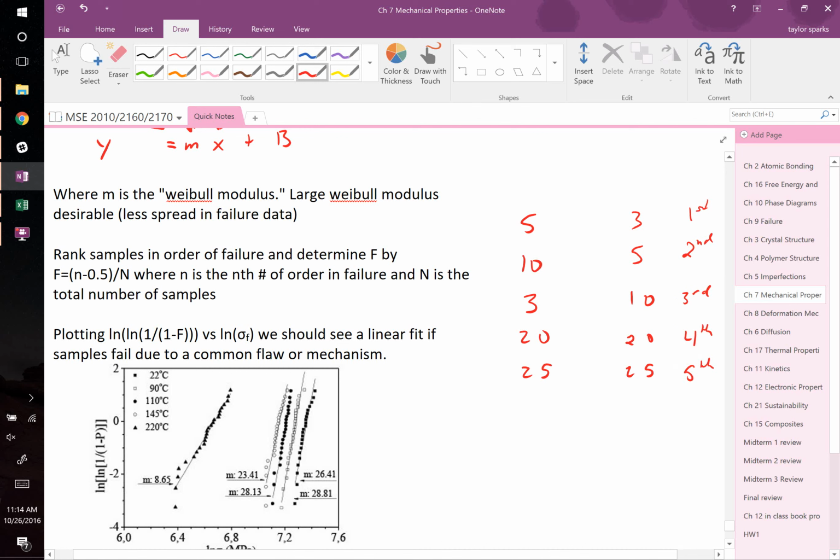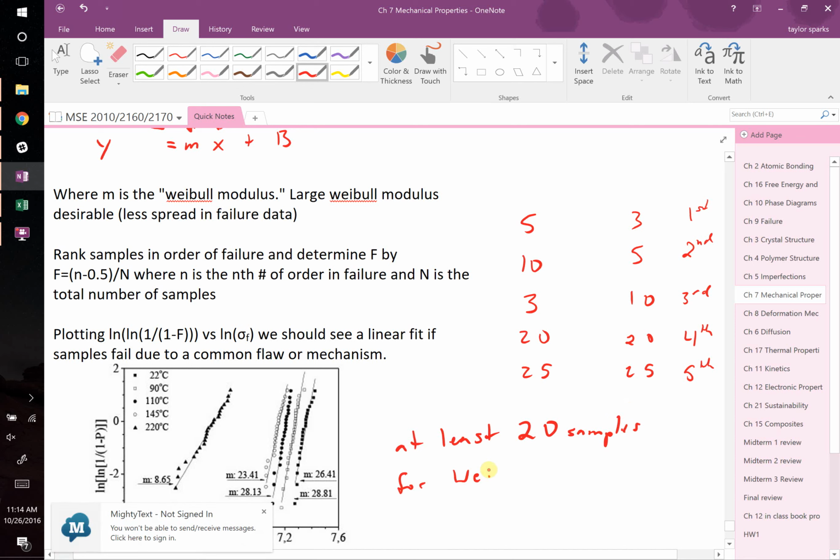And typically you have large sample populations. A good rule of thumb is that you need at least 20 samples to do decent Weibull modulus analysis. Right? More is always better, and the more you do, the better your confidence interval, which we won't really talk about in this class, but more is always better with this. But 20 is a good rule of thumb, right? So you rank them from lowest to highest, right?